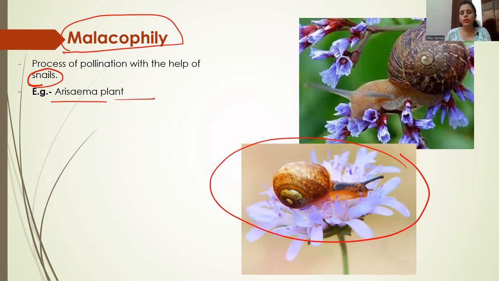This snail moves on the flower of this plant because of the bright color, the scent, or the nectar which they produce. Okay, and because of this, the snail helps in the process of pollination. Okay, so when snails help in the process of pollination, this is known as Malacophily.